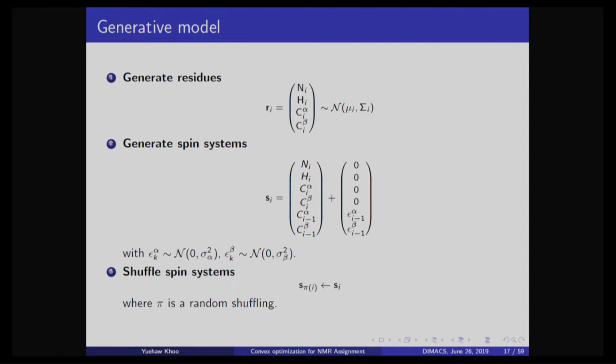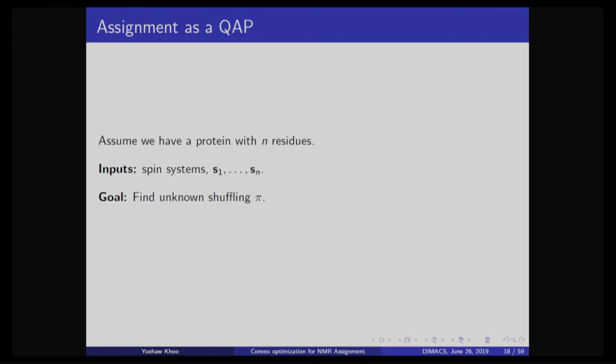Then we perform a shuffling of the spin systems. That means that we don't know how they are arranged into a sequence. And our goal is to find this shuffling matrix pi. It's a permutation matrix. All right, let's assume we have a protein of n residues. That means we have n spin systems, and we want to find this shuffling matrix pi.